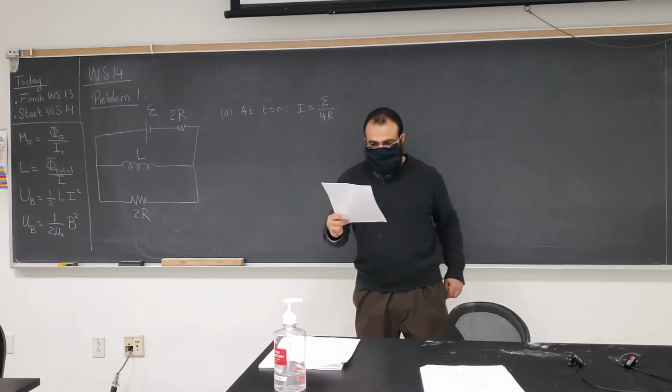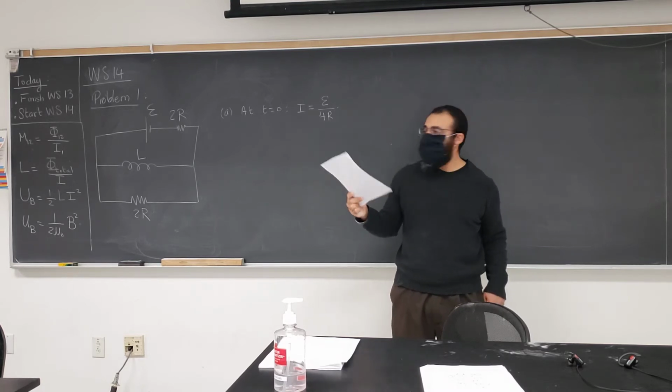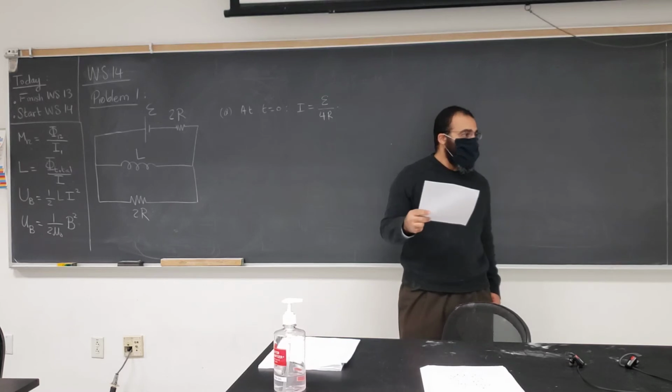So which option is correct? What's the current through the inductor? I1 is 0. And then the current through the bottom resistor is this, right? So it's option A. That's correct. So A is correct.